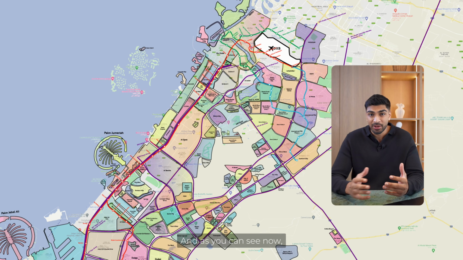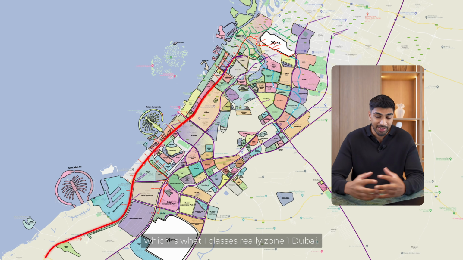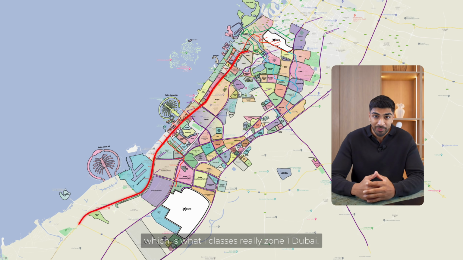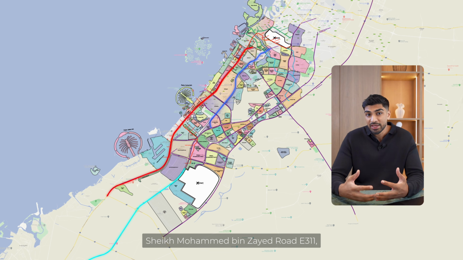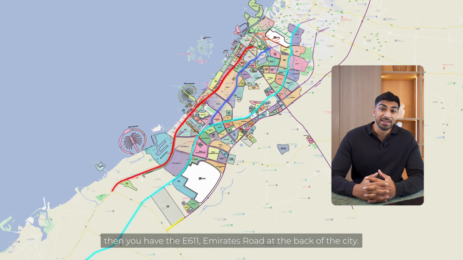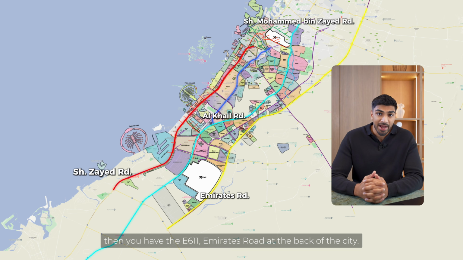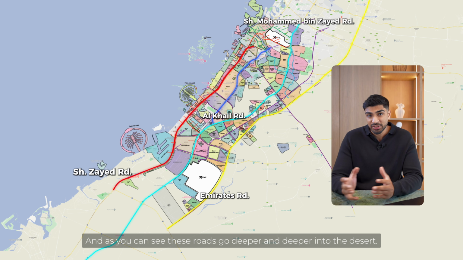As you can see now, you've got Sheikh Zayed Road, which is what I class as really Zone 1 Dubai. And then you've got Al Khail Road, Sheikh Mohammed bin Zayed Road, E311. Then you have the E611 Emirates Road at the back of the city. And as you can see, these roads go deeper and deeper into the desert.